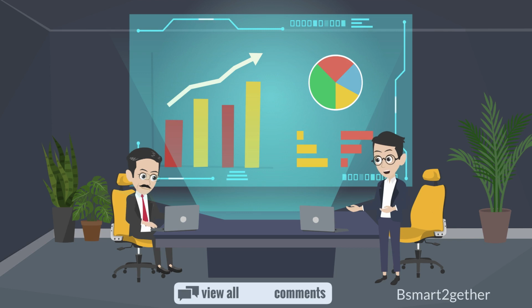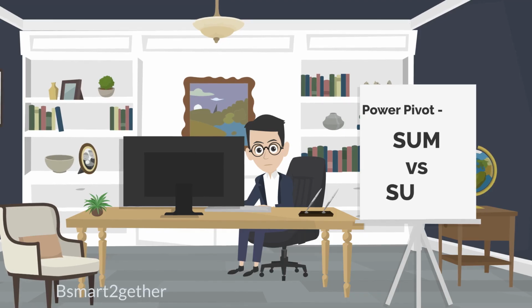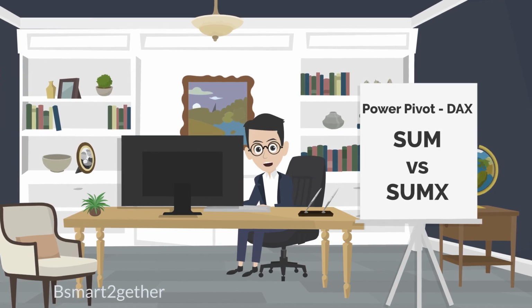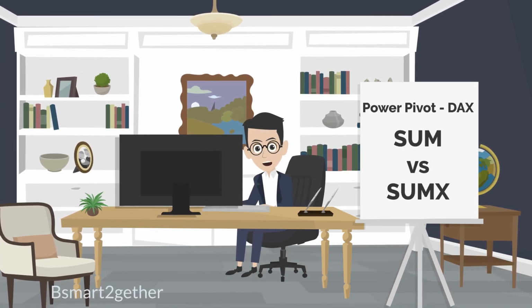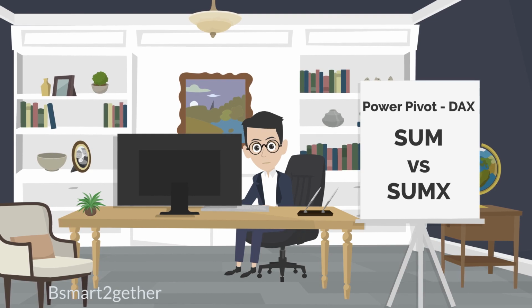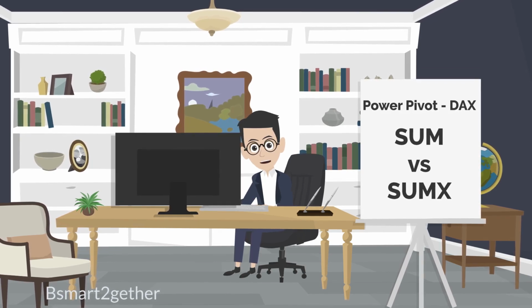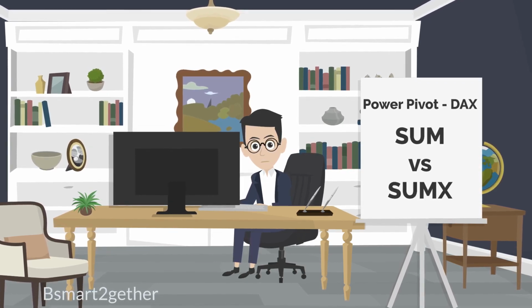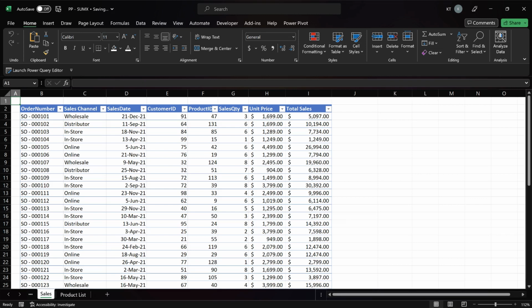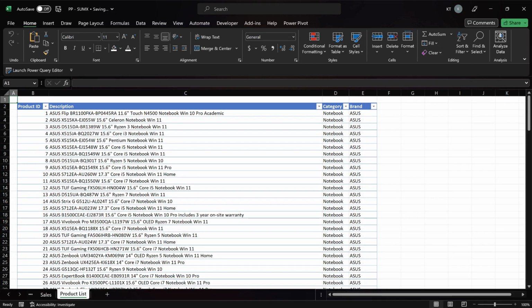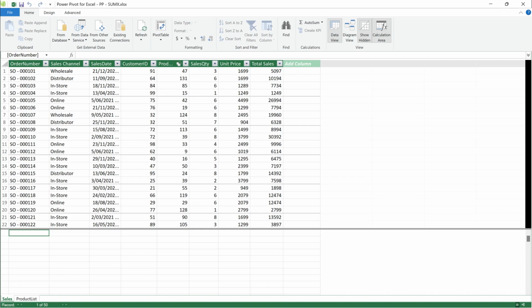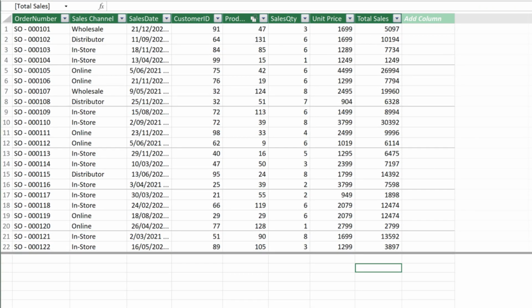Today, I want to explain a DAX function in Power Pivot, mainly covering the SUMX function and whether it differs from the SUM function. The content is designed for beginners. We have two tables, sales and product. For the time being, those tables are already added to the data model.